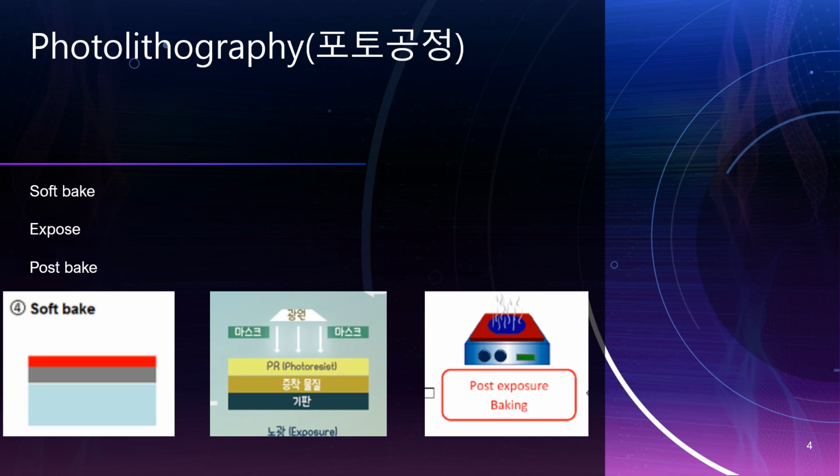And then post bake. After exposure, the resist is reheated to stabilize the chemical reaction and further strengthen the resist. This process is important to keep the pattern stable.